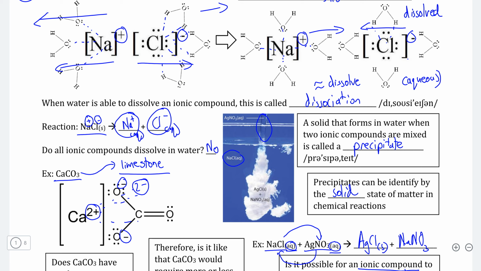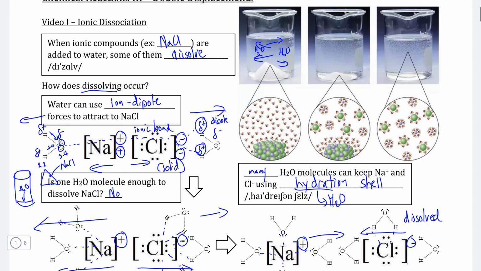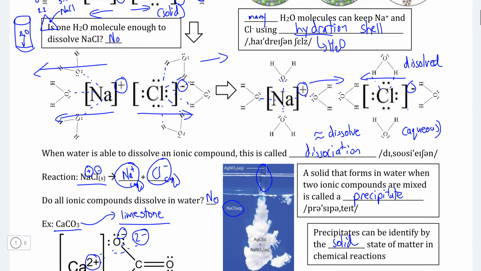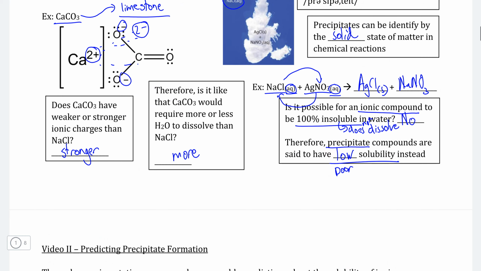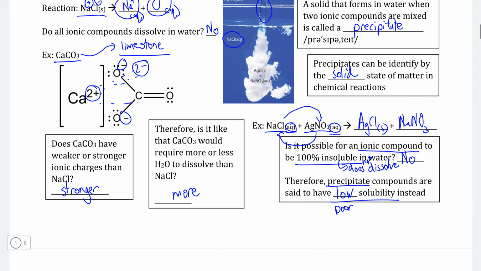In the previous video, we learned how water can use its ability to form ion-dipole attractions with ionic solids in order to actually separate, or more properly, dissociate the two ions from each other, resulting in the dissolving of an ionic solid such as NaCl. We also learned that certain ionic solids, such as calcium carbonate, that possess stronger ionic bonds are much more able to resist being dissociated by water and therefore do not dissolve, at least visibly, within a solution, forming what we call a precipitate.